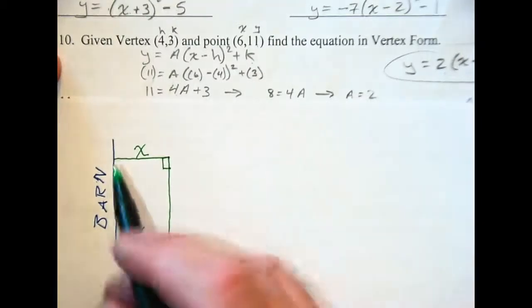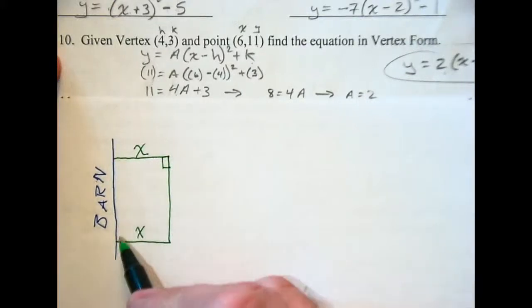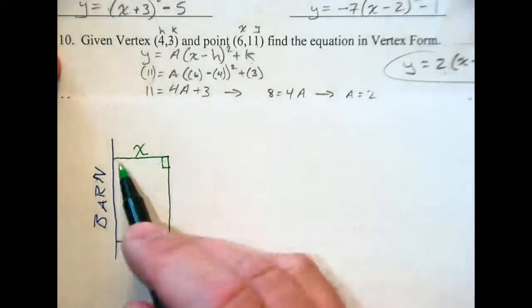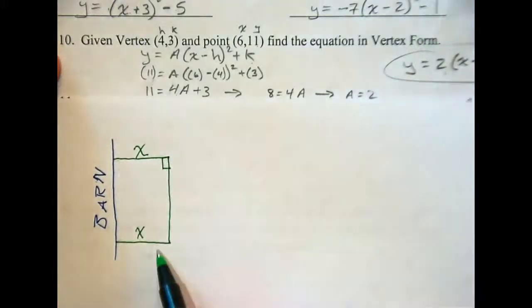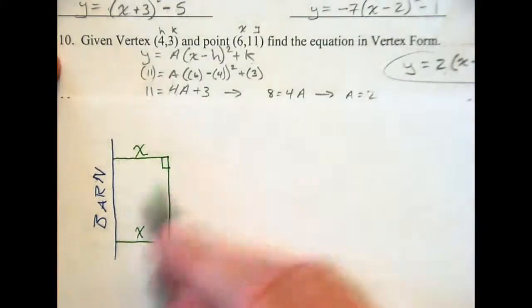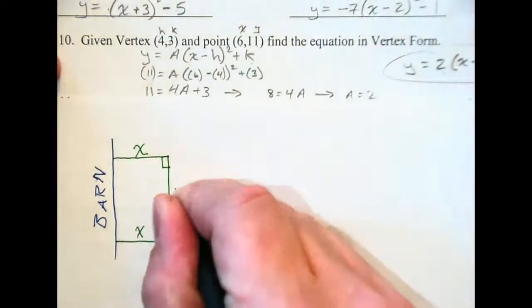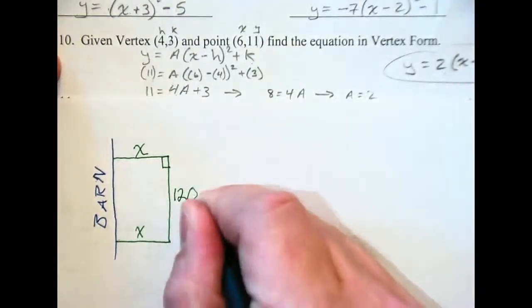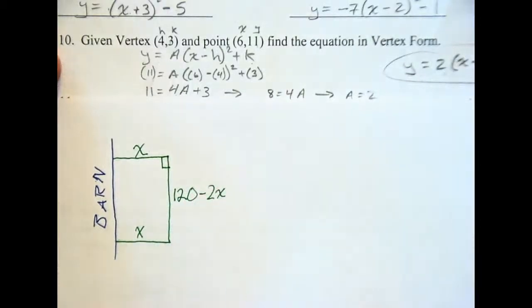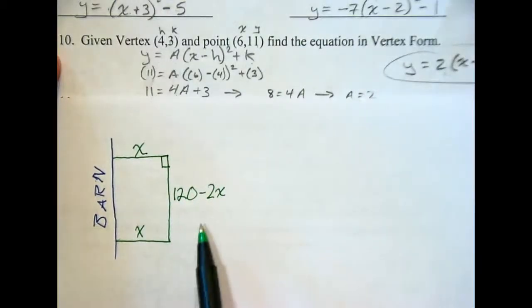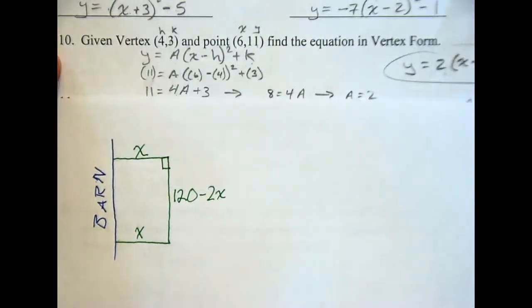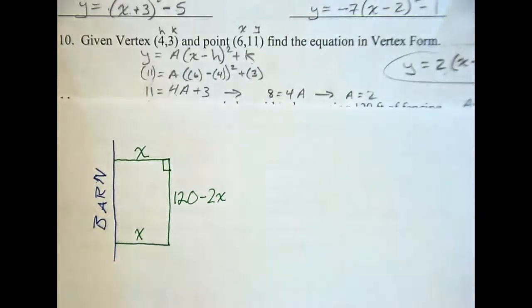Good, yeah. So if I have 120 feet of fencing, and I've used X of it here and X of it here, that means out of my 120 that I had, I've used 2X of it. That means I have 120 minus 2X left. Are there any questions on what I've done there?